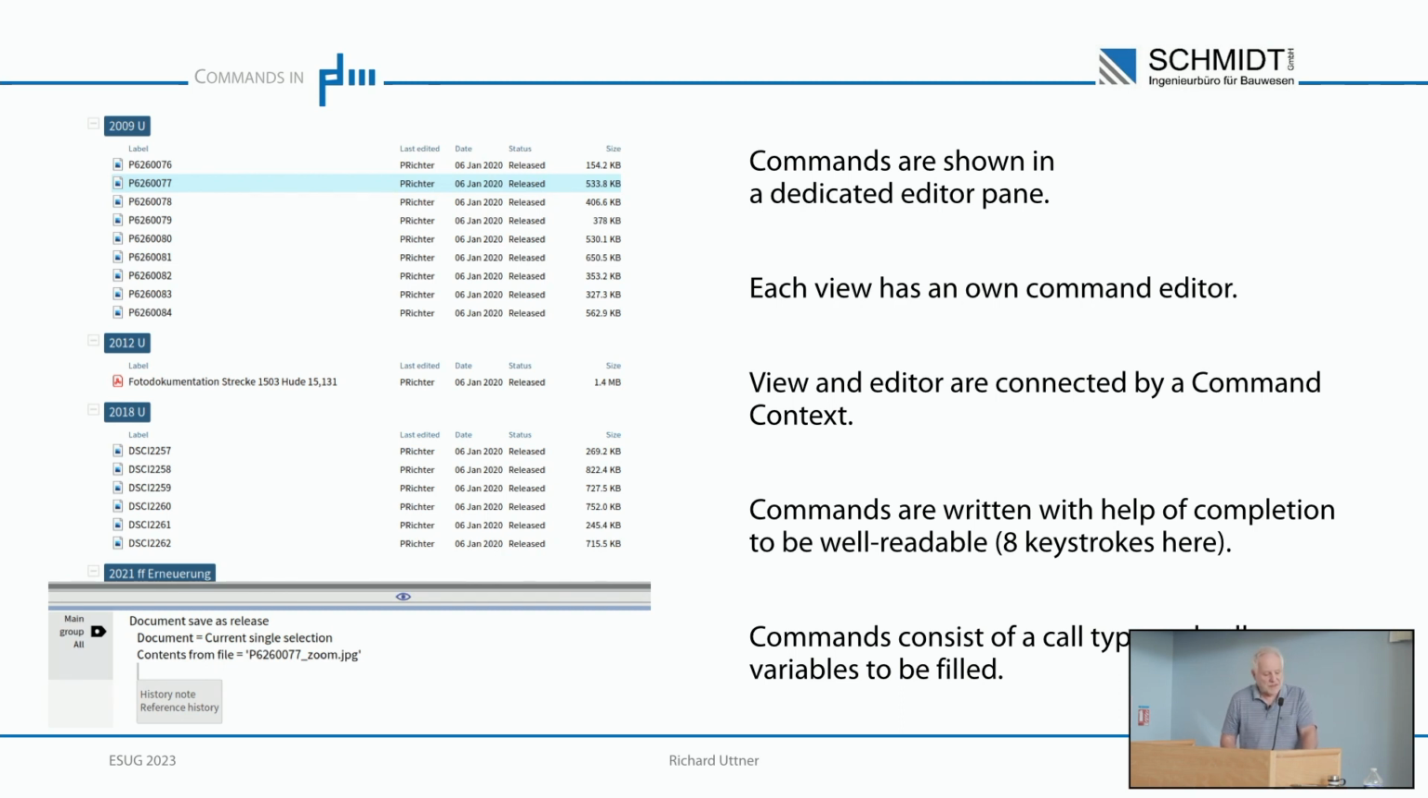What you can see in this example here is a call to save the selected document as a release. So the first line is the name of the call. Then we have a variable, a parameter for the call that is assigned with the current single selection. So it's an indirect way to provide a value for the command, or for the call to be precise.